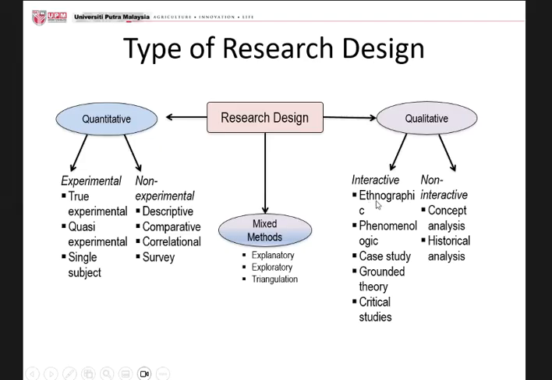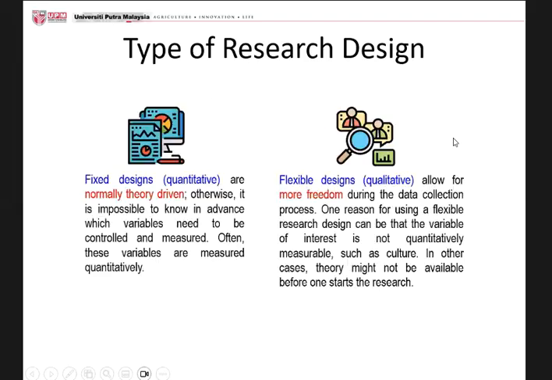Qualitative, okay, you got interactive and non-interactive. So here you got concept analysis, historical analysis. On the other hand, on the interactive side, you can have case study, grounded theory, critical studies, and others. Mixed method, you can have a mix of quantitative and qualitative.